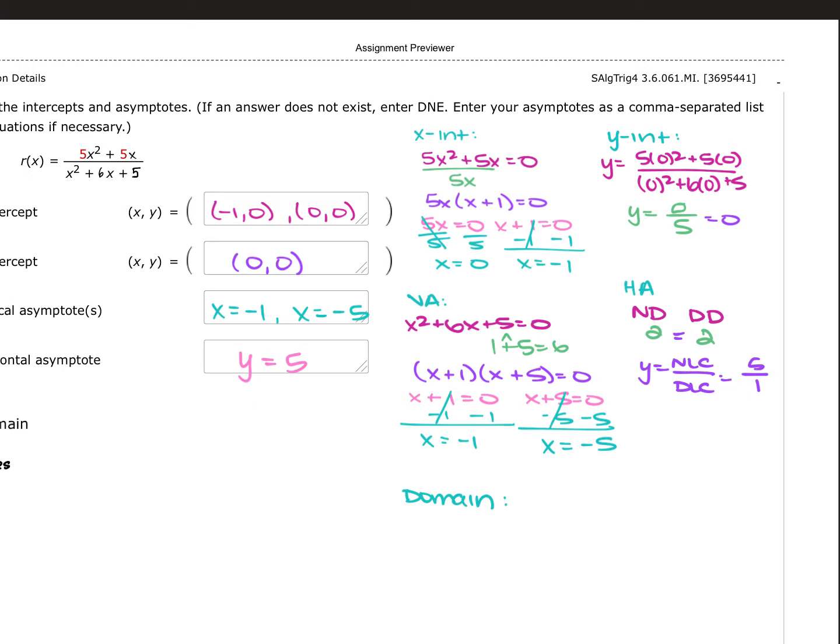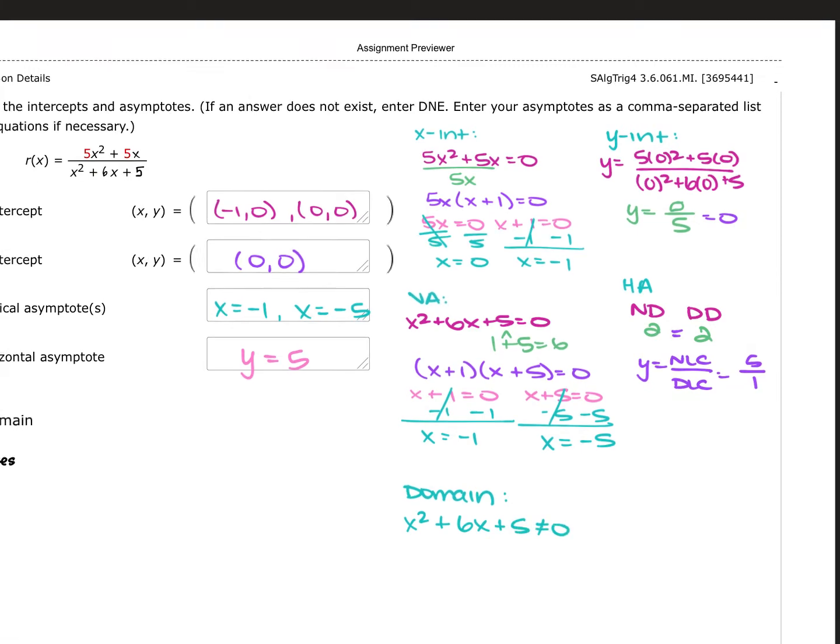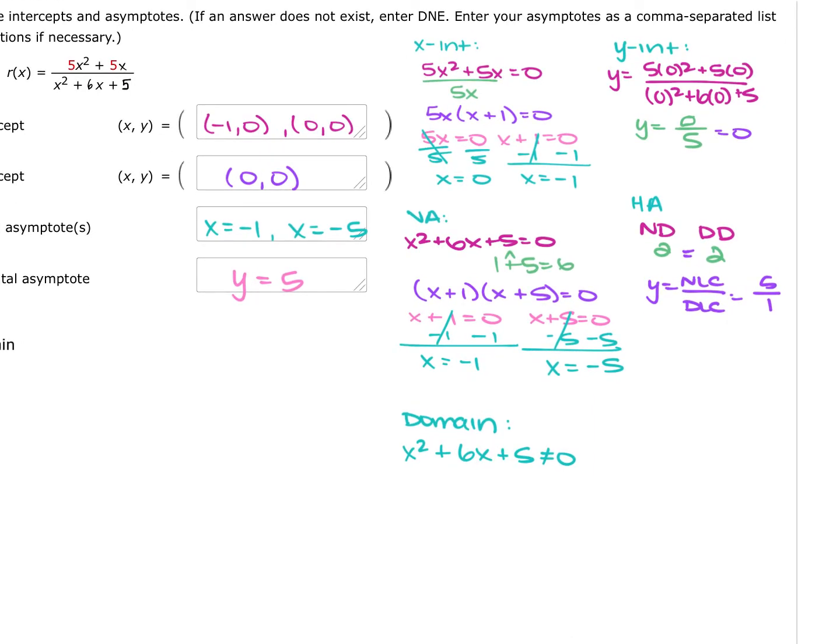For your domain, you're going to take the denominator, which is that x squared plus 6x plus 5, set it not equal to 0, and then solve it. So we factored this already when we found that vertical asymptote to be x plus 1 times x plus 5. We set both parts not equal to 0, so x plus 1 is not equal to 0, and x plus 5 is not equal to 0. We solve them by subtracting, so x cannot equal negative 1, and x cannot equal negative 5.